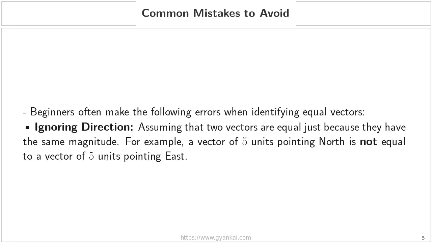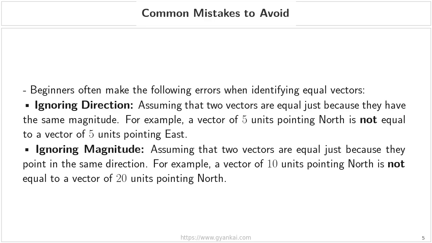First, there is the mistake of ignoring direction. It is very easy to look at two vectors, see that they have the same length, and assume they are equal. But remember our definition from slide 2, direction is just as important as magnitude. For instance, a vector of 5 units pointing north is not equal to a vector of 5 units pointing east. Even though the magnitude is the same, the direction is different, so the vectors are not equal.